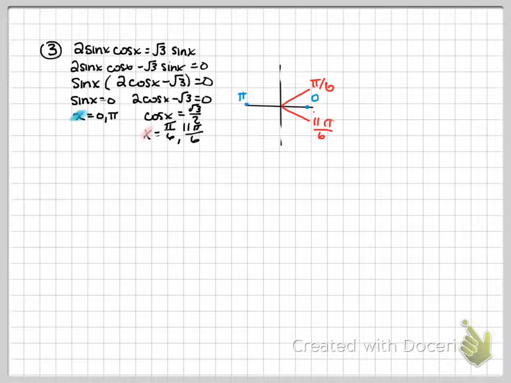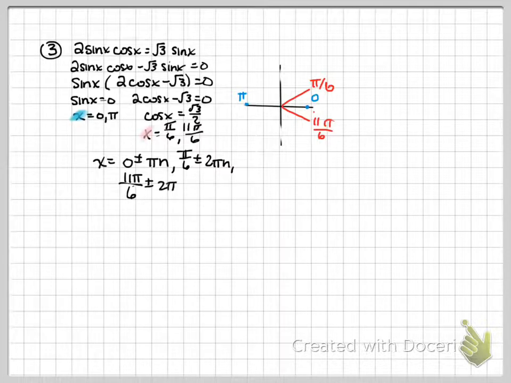So my final solutions are x equals 0 plus or minus pi n, comma, pi over 6 plus or minus 2 pi n, and then 11 pi over 6 plus or minus 2 pi n. And there's all our solutions for number 3. Let's move on to number 4.